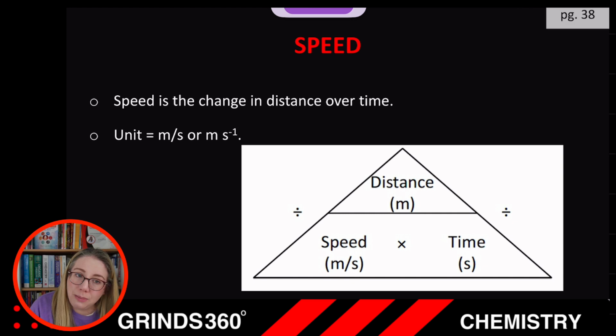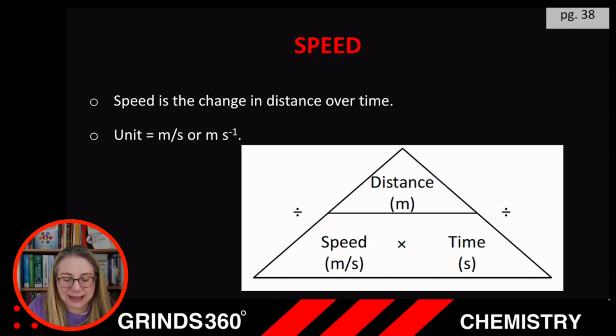This is the most common one that you could be asked to calculate in the exam. So speed, we now know, is the change in distance over time. Looking at this on page 38 of our notes. So again, if you're lost, this is the number up here that gives you the page number that we're dealing with in the notes. So speed is the change in distance over time, and the unit is meters per second.